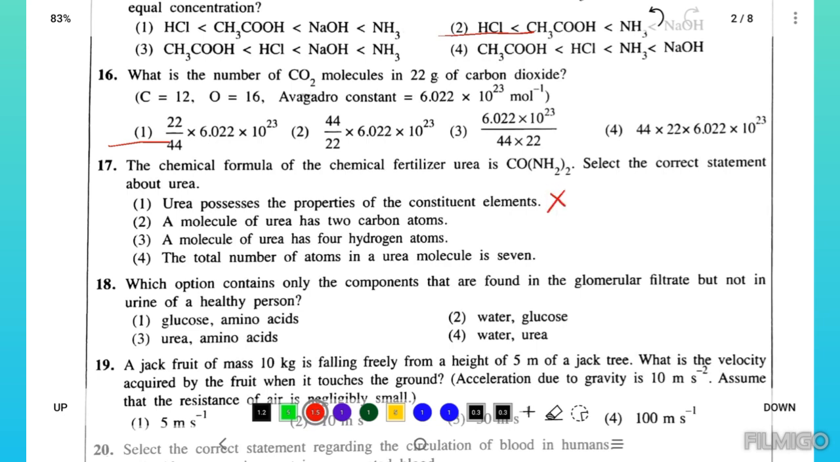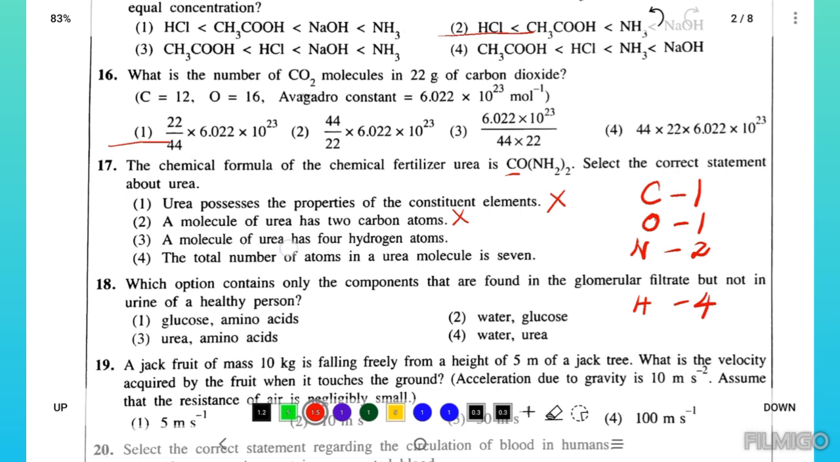Second one, a molecule of urea has 2 carbon atoms. No, it has only 1 carbon atom. Let's see how many atoms: 1 carbon atom, 1 oxygen atom, here nitrogen, 2 nitrogen atoms, and hydrogen, 4 hydrogen atoms. So here the second answer is also incorrect.